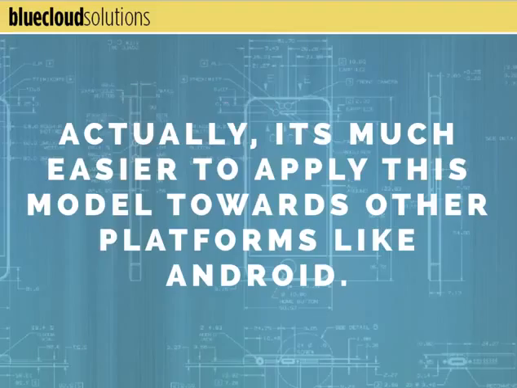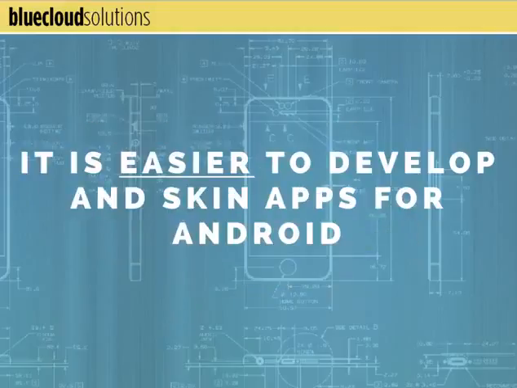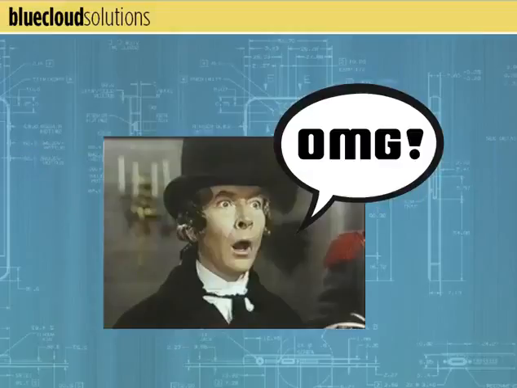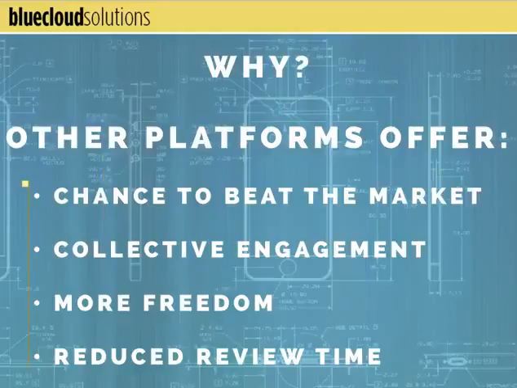And that's the primary reason why it is what it is. Because it's actually a lot easier to apply this model to other platforms on Android. It kind of blows your mind when you start to get out of the Apple ecosystem and all the stuff that we go through to be in the Apple Store. But I want to say that one more time. It's actually easier to develop and skin apps for Android, right? So a lot of you might be saying, oh my gosh, this is unbelievable. And there's a lot of pros and cons to that. And let me explain why this is easier.